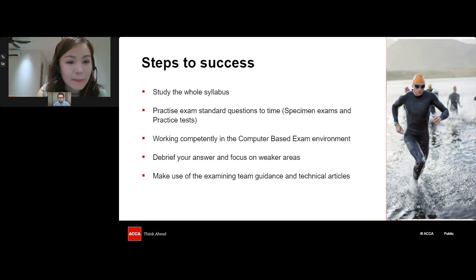Now, the last point, making use of the examining team guidance and technical articles. Ladies and gentlemen, how important is this, as mentioned by Mr. Matthew earlier? For the changes in the FIA syllabus from September 2023 onwards, there are quite a number of technical articles available on the ACCA website, particularly for FA1, FA2, as well as the FFA, looking at how computerized accounting systems would affect your studies, as well as the process of preparing financial statements. So I find that all of these documents are important in helping you to pass or even to score excellent results in the exam.